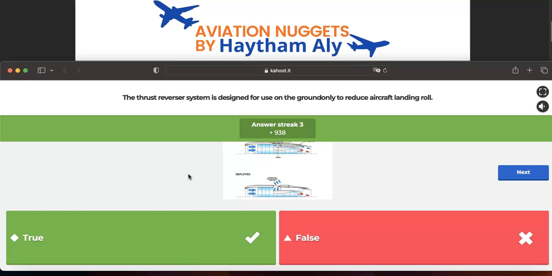The first line of defense is managed by the electronic engine controller of the engine. The second line of defense is managed by the engine interface unit concentrator. And the third, independent line of defense is managed by an airframe system computer, which is the spoiler elevator computer, SEC. Okay, everybody, thank you, and let's proceed.